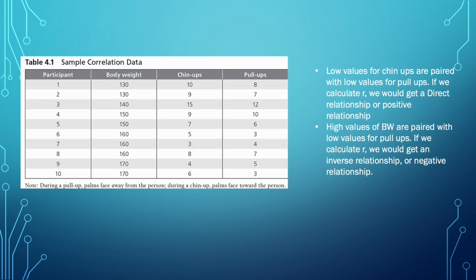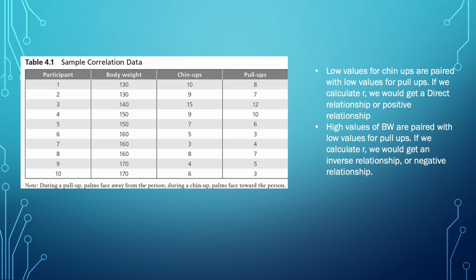This is an example of some sample data. As we can see, if we were to look at the values for the chin-ups and the pull-ups of the different participants, we can see that there is some sort of relationship. Those with high chin-up scores tend to also have high pull-up scores, and those with low chin-up scores tend to have low pull-up scores. If we calculate the R, we would get a direct relationship or a positive relationship.